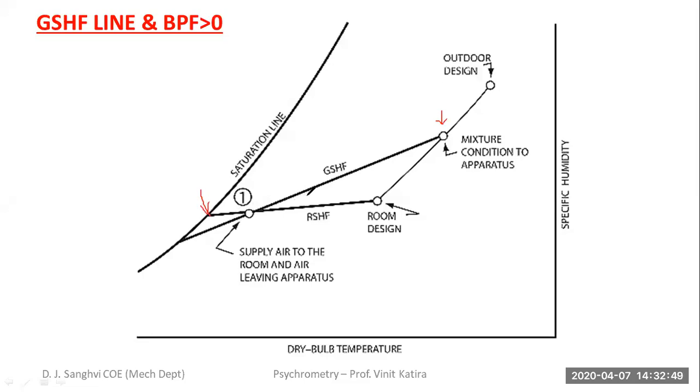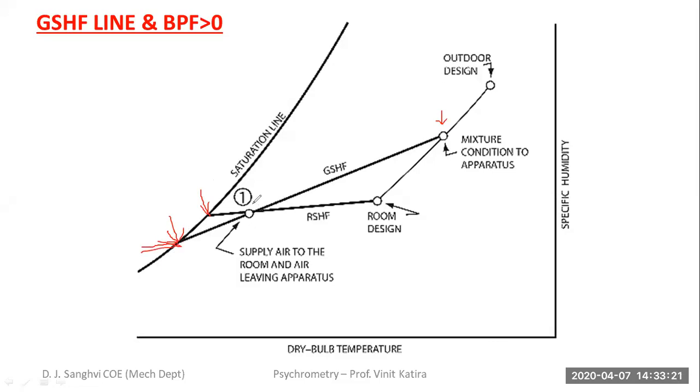Because of some bypass factor, you need a lower ADP. Is everyone understanding this? Because of your bypass factor, the temperature of air leaving the cooling coil is higher than the cooling coil temperature. So your ADP required has to be lower. It is going to be at this point.